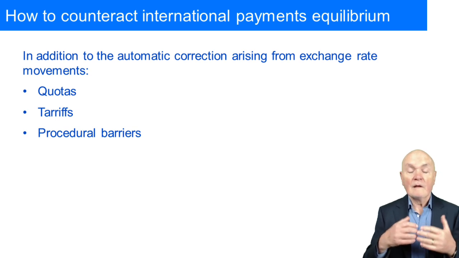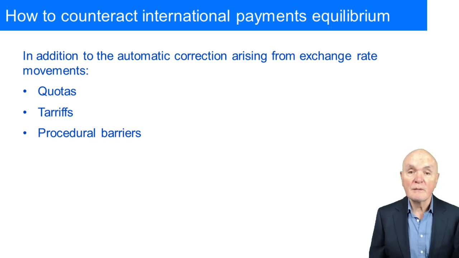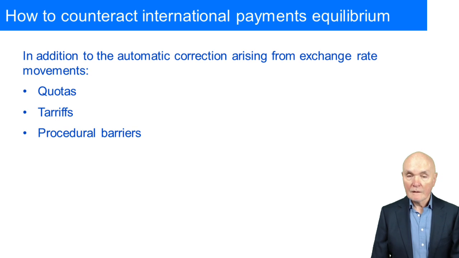And the other demand for cars will have to be made up domestically. You can put up a tariff. A tariff is an extra tax on the imported goods, making them relatively more expensive, therefore relatively less competitive and less popular. And there can be procedural barriers. You make it very difficult for the imported goods to come in.